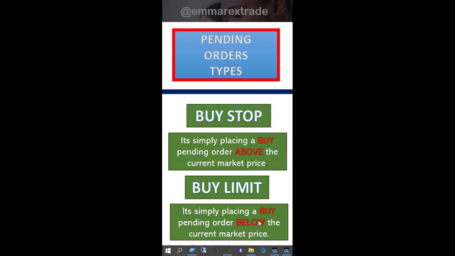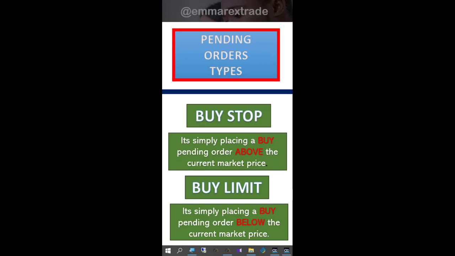So in this case, you have analyzed and you want a cheaper price to place the trade. Of course, you want to buy at a lower price. So let's say the price is high, but you want to wait for the price to come lower. Let's say EUR/USD price is high. I want to wait for the price to come lower. In doing so, you have to use a buy limit.